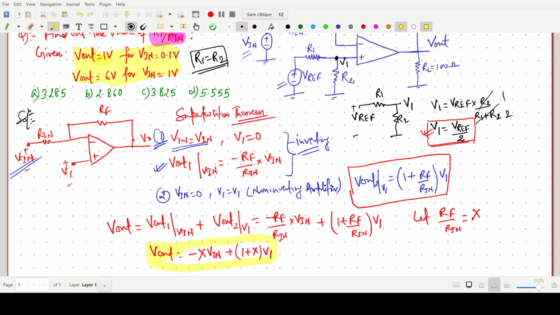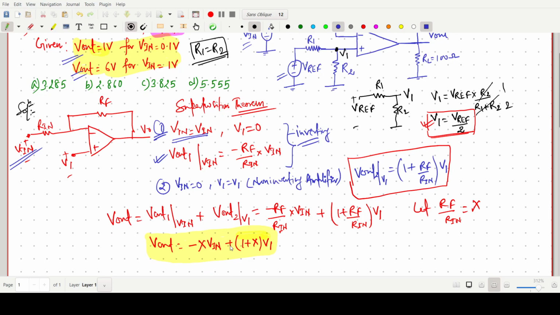Okay, output voltage is a function of input V in and V1. Now we have to use these two conditions. Why have they given two conditions? Because now there are two unknowns. X is also unknown, that is RF by R1, and we have to find RF by R1. So two equations are given, and now we have to think.